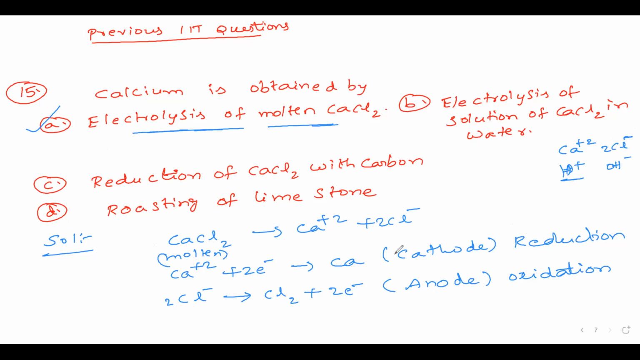Highly electropositive metals are prepared only by the electrolysis of their fused salt solutions. Fused salt solution or molten salt solution only. That point you have to remember carefully. Next question.